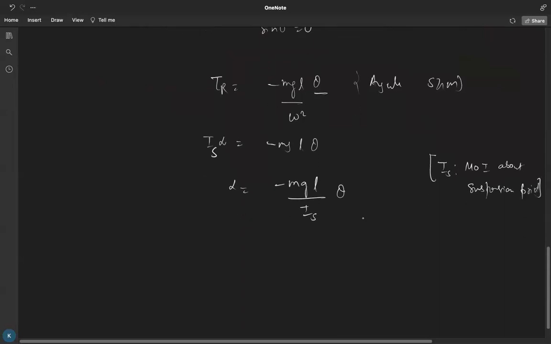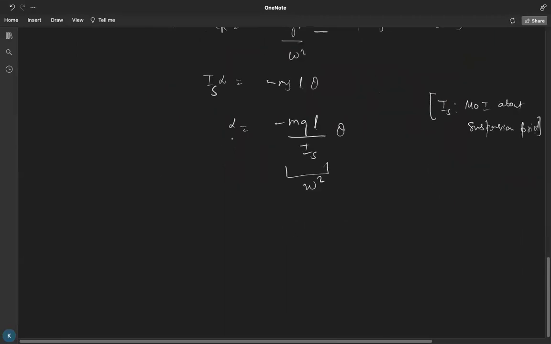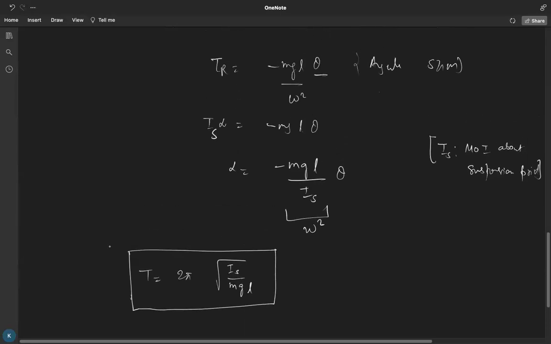So this is our omega square term. Now we get the relation between the angular acceleration and the angular displacement, and this is our omega square term. So we can directly write the time period as 2 pi by omega, which is 2 pi root under I by mgL. So this is our time period for the compound pendulum. I hope it will be clear to all of you.